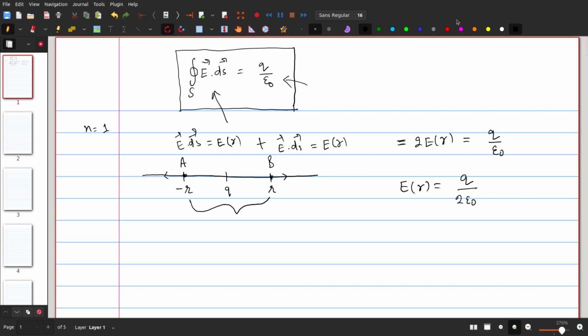So as we can see, the magnitude of the electric field in one-dimensional space is independent of the distance from the charged particle. No matter how far away we go from this charged particle, the magnitude of the electric field will remain the same. Even if we go infinitely far away from the charged particle, it will still be the same, Q by 2 epsilon naught.